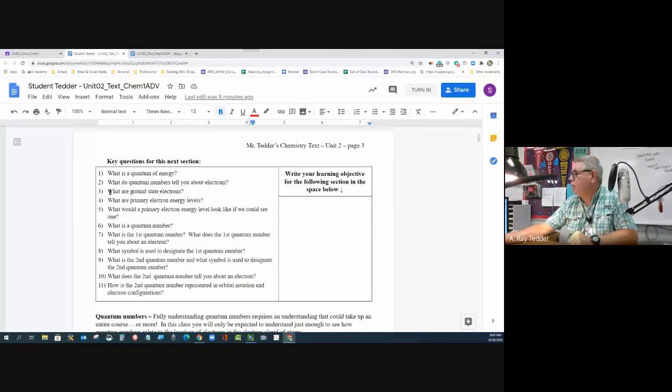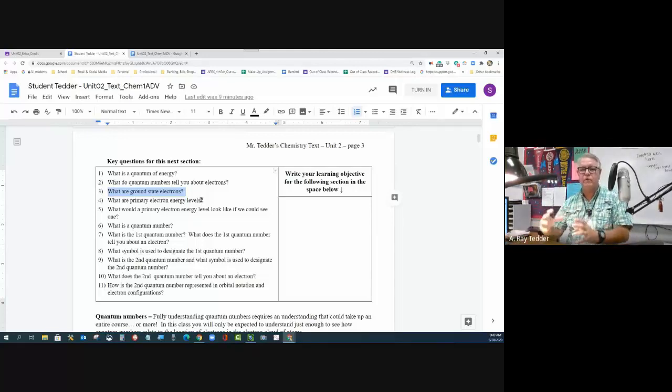So we're going to go down to this next question here. What are ground state electrons? Ground state electrons can be defined as the electrons in the lowest possible energy state. So we talked about quantums of energy, and what do quantum numbers tell you about electrons? Well, since we define the energy of an electron by quantum energy, then the ground state electrons have the lowest quantum energy, okay?